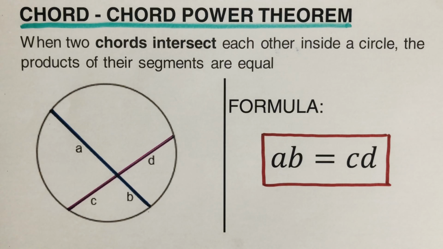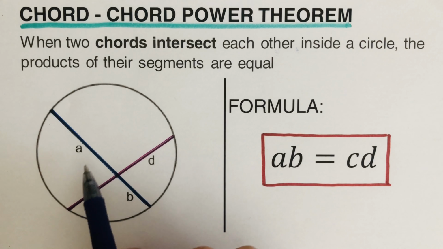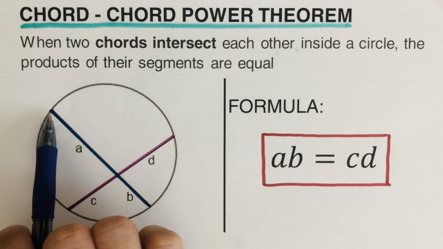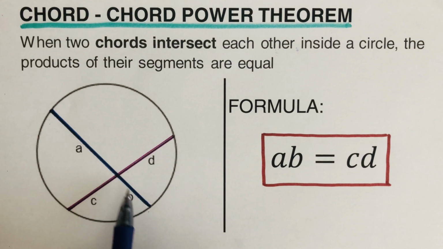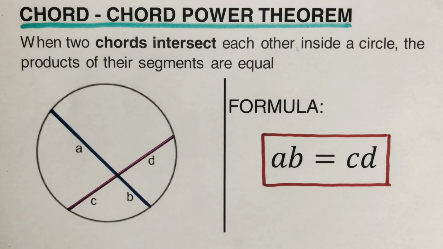To better understand this, I colored these two chords differently. The other one is in blue. So when these two chords, the red and blue, are intersecting at this point right here, that means this is a line segment and that's another line segment right there. And then this is another line segment D and line segment C. The theorem tells us that the product of their segments are equal.